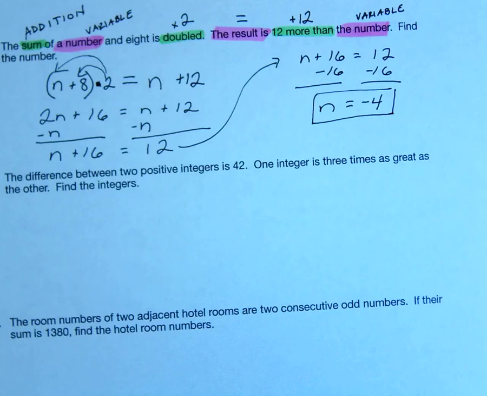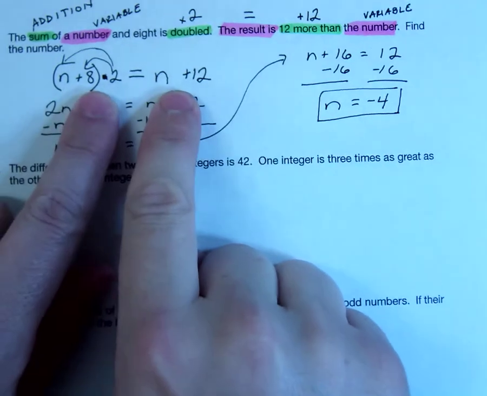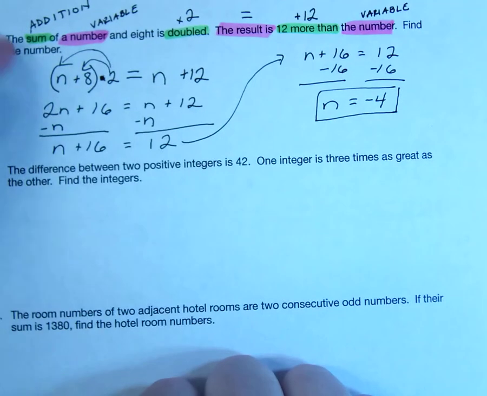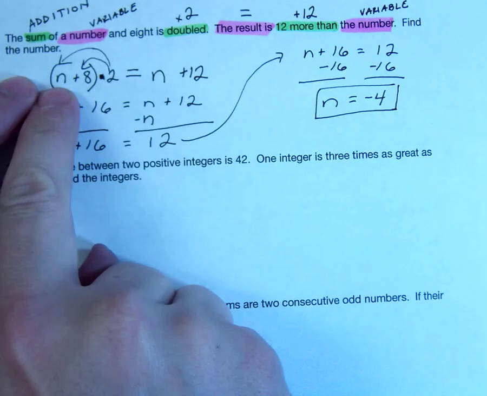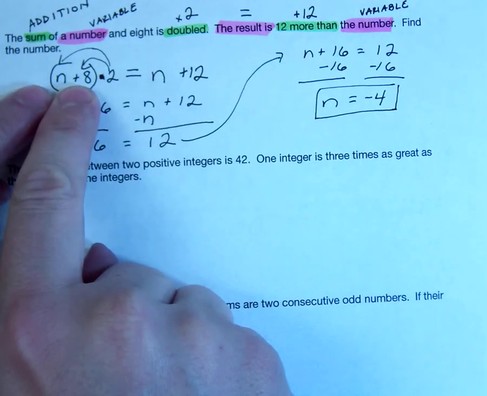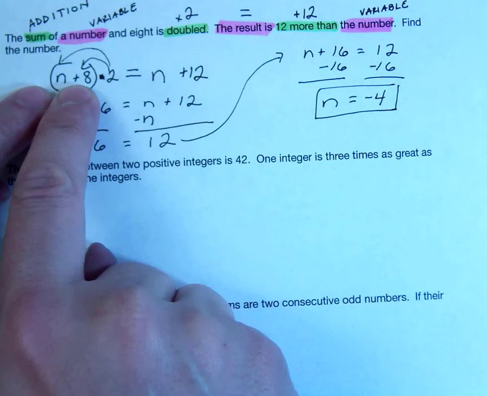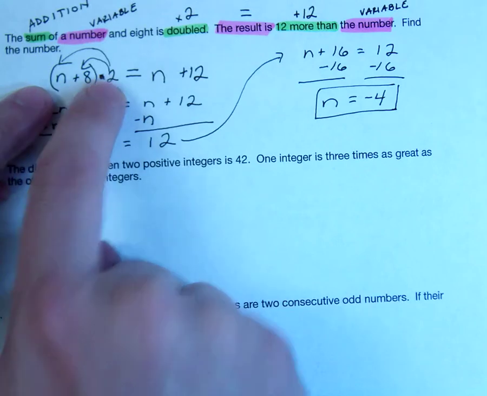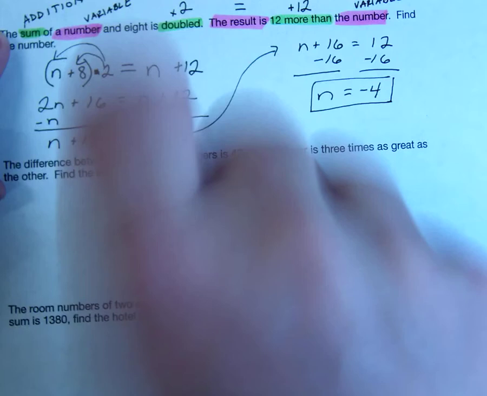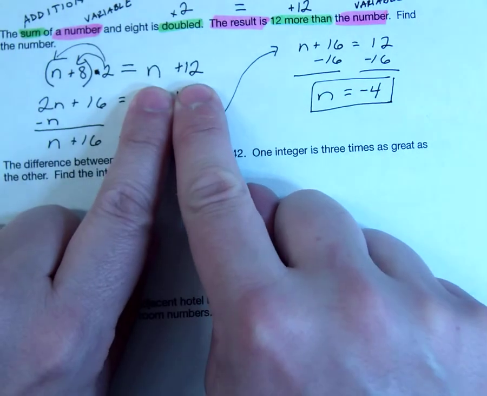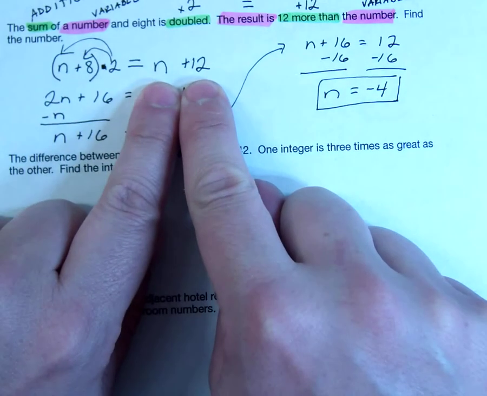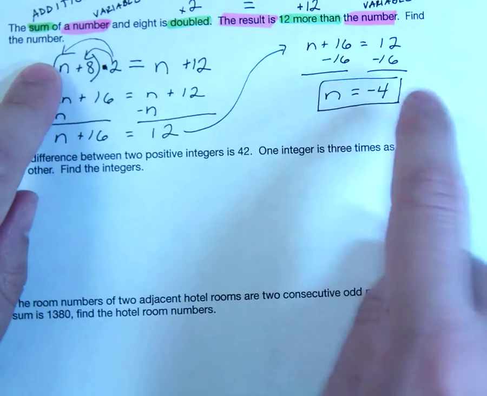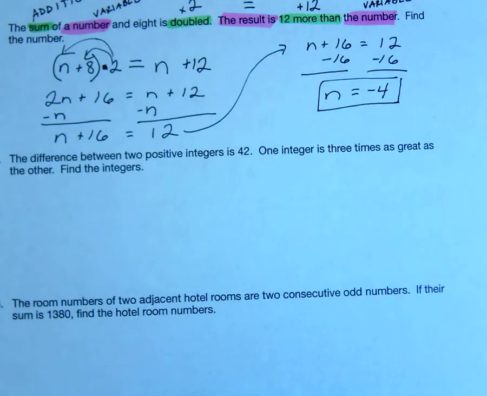And we can go back and check by using this original equation with negative 4 in place of n. So let's try it. Let's look at the left side. Negative 4 plus 8 is? 4. 4 times 2? 8. So this side's 8. Let's come over here. What's negative 4 plus 12? 8. Also 8. The two sides are both 8. That tells me negative 4 is the correct answer.